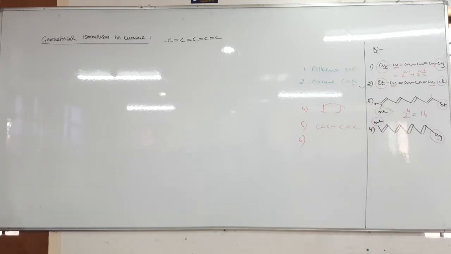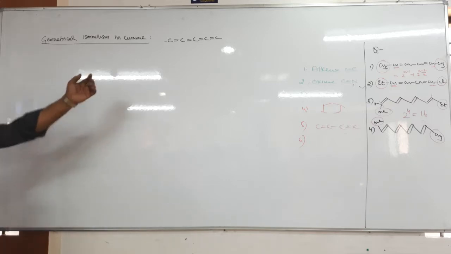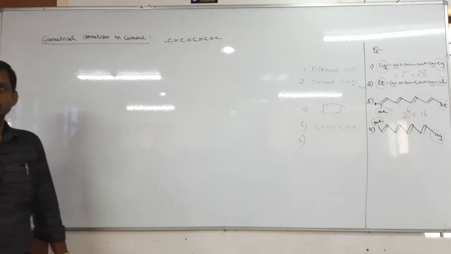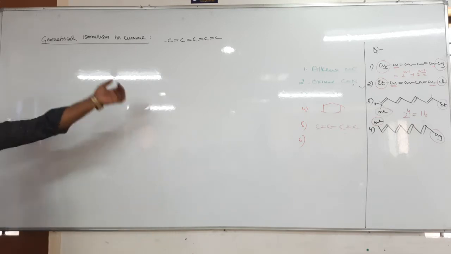Right, if double bonds are present in continuous positions of a long chain of carbon atoms, it is called a cumulene. If double bonds are present in continuous positions of the long chain carbon atoms, they are called cumulenes. Okay, next.